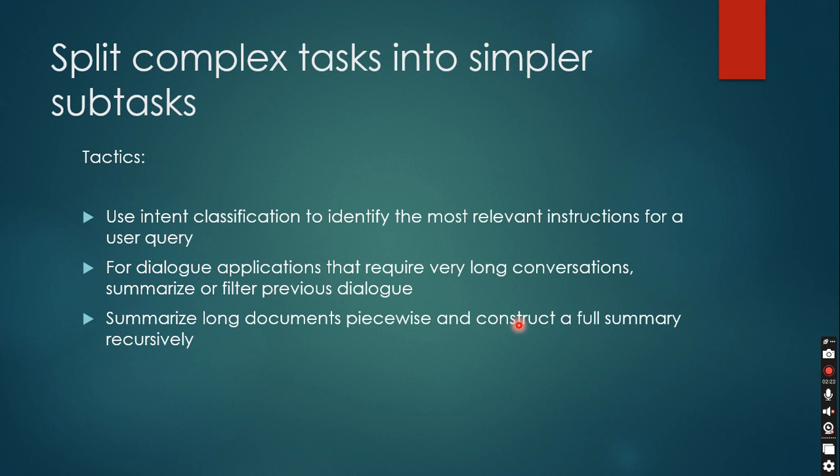The next strategy is split complex tasks into simpler subtasks. To do this, we can use intent classification to identify the most relevant instruction for a user query. For dialogue applications that require very long conversation, summarize or filter previous dialogues. Summarize long document piecewise and construct a full summary recursively. So this way you can simplify or create subtasks for your complex tasks.